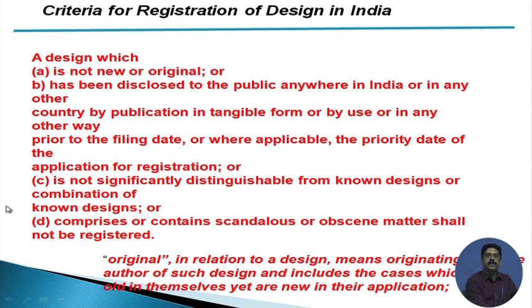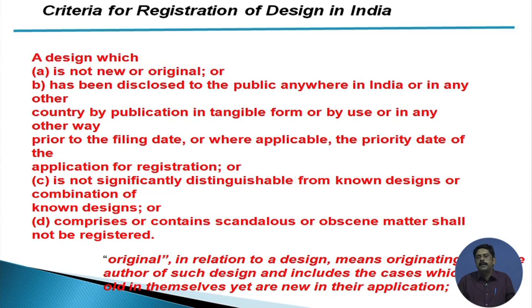And clause C is: it is not significantly distinguishable from known designs or combination of known designs. Okay, just like when we discussed patents and utility models, you understood the difference. The inventive step requirement is high for patents. The threshold for inventive step requirement is lower in respect of utility models. So similarly, they try to put in criteria to block certain things.